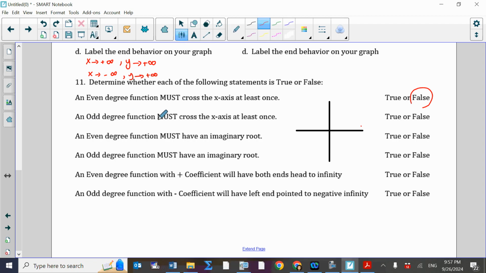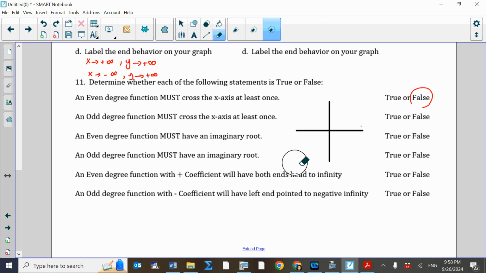An odd degree function must cross the x-axis at least once. An odd degree function, we know that the end behaviors of an odd degree function go in two different directions, something like this. So what is the behavior of the function between them? Well, in order to reach from one end behavior to the other one, we have no other way than crossing the x-axis at least once. I could go this way, I could go this way, or different ways to go from one end behavior to the other end behavior.